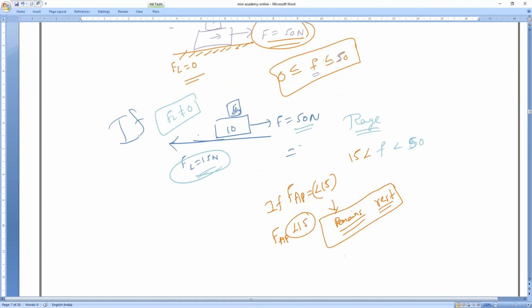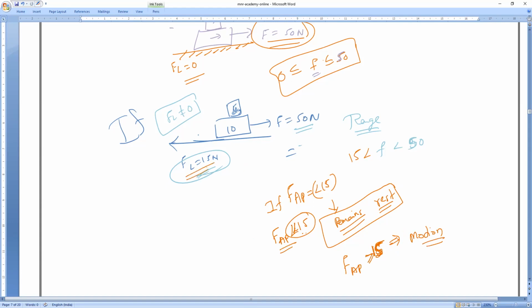So once the applied force crosses the static, that is what we can take as static friction. So will the body start moving or not? If F applied is less than 15, it remains in a state of rest. Once it crosses, say for example the force applied is greater than 15, what will happen, guys? The body will be in a state of motion. Clear?